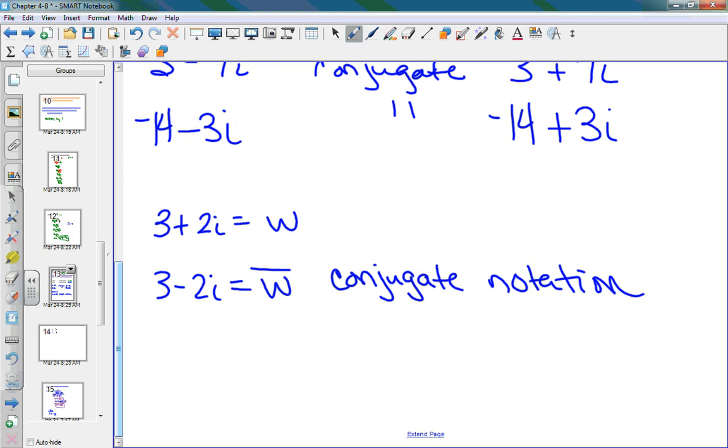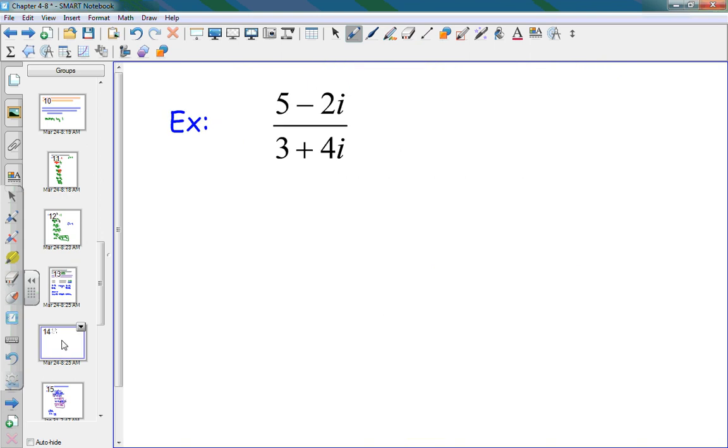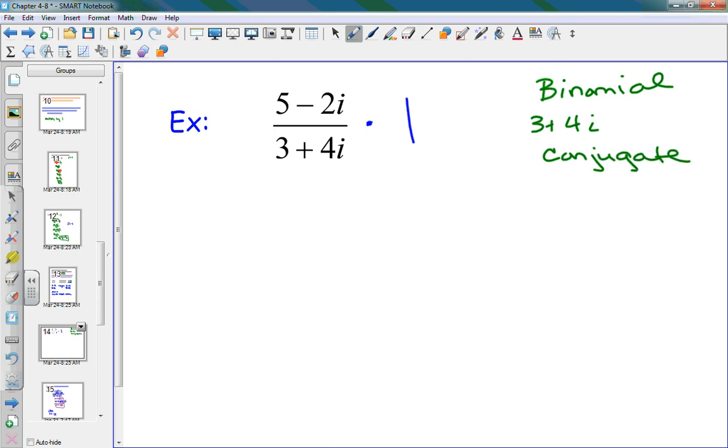Okay, so here, I'm going to give you this one right here. 5 minus 2i over 3 plus 4i. How in the world do I do this problem? Well, I need to multiply by a value of 1. Why is it a value of 1? Always a value of 1. And since I have a binomial in the denominator, I'm going to ask myself, if I have 3 plus 4i, what is the conjugate of that? Well, the real number stays the same, and the imaginary changes sign. So it's going to be 3 minus 4i. That is now what you're going to multiply by.